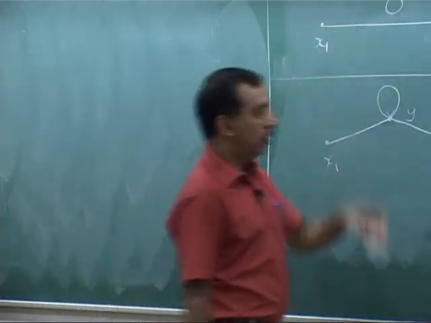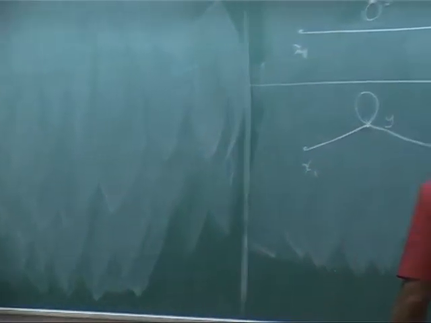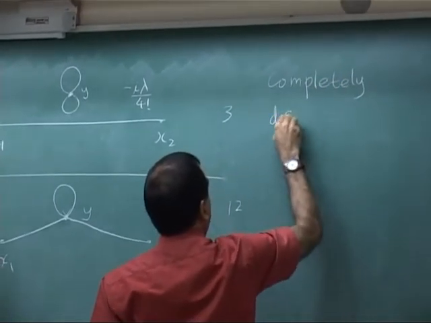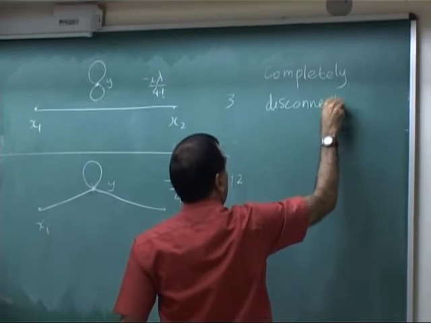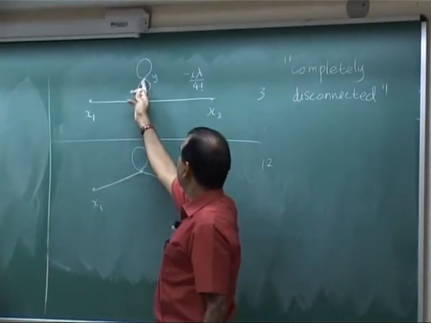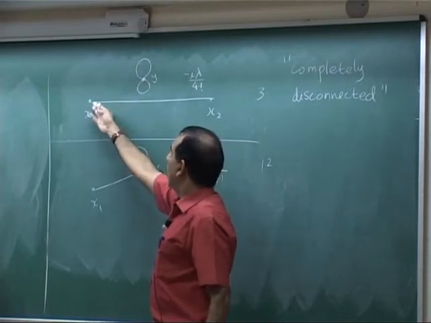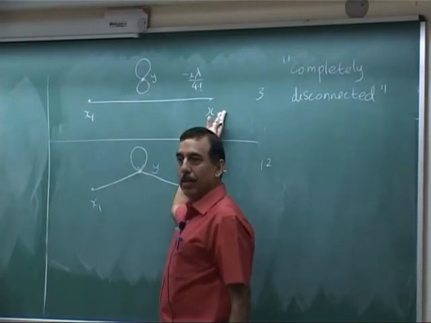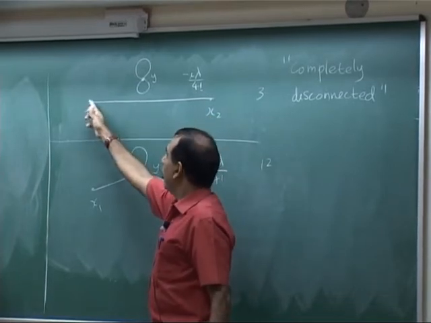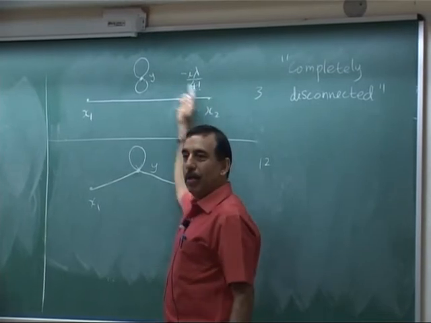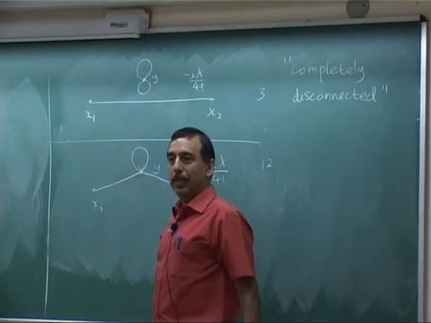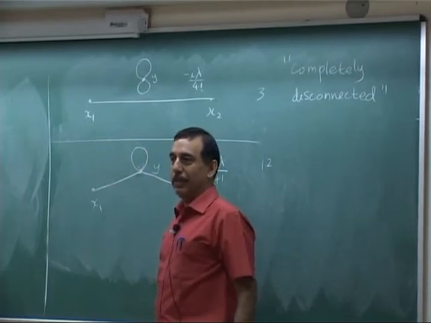This diagram is a diagram which we'll call completely disconnected. What do I mean by completely disconnected? This part of the diagram, these lines, are not at all connected to this part. Even think physically. What does this process look like? Particle propagates from x1 to x2, while somewhere else at an arbitrary point, some virtual particles do something. It doesn't look very physical.